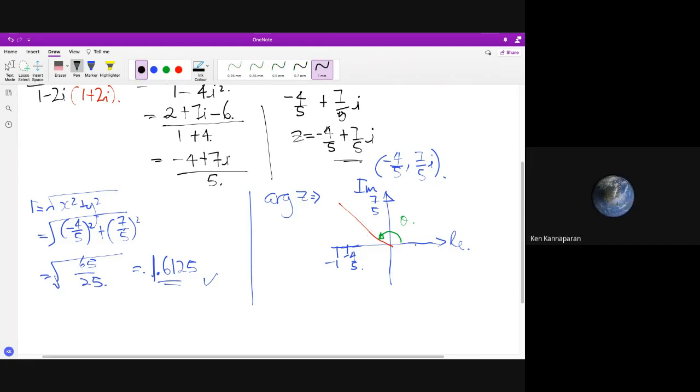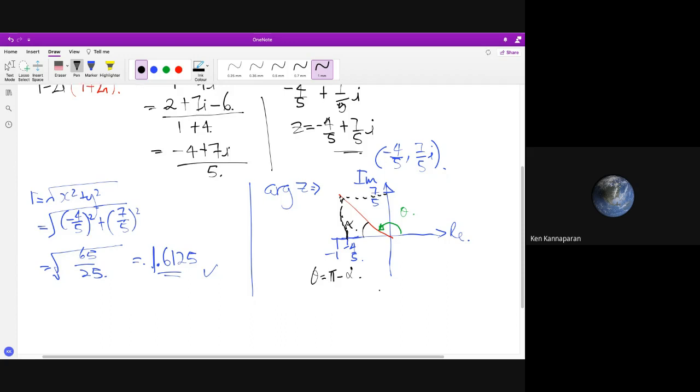But we know this straight line is pi radians, 180 degrees. So you have to find what the alpha is over here. If I know the alpha, all I have to do is pi minus the alpha, which will give you theta. So let's find out what the alpha is. To find the alpha, we know this is your y-axis distance, and this distance is the x-axis distance.